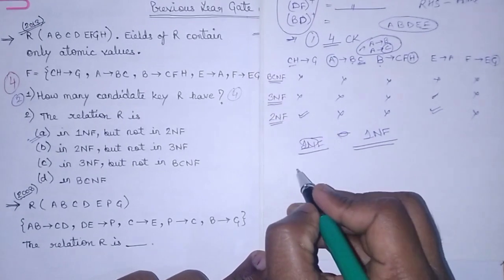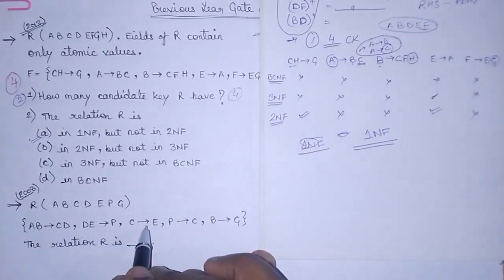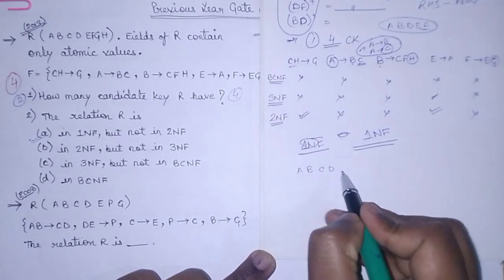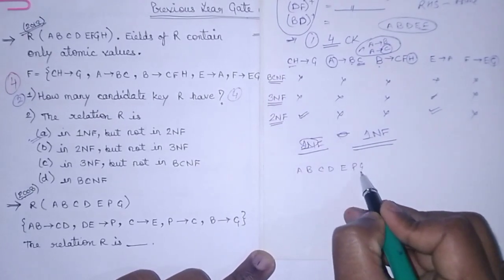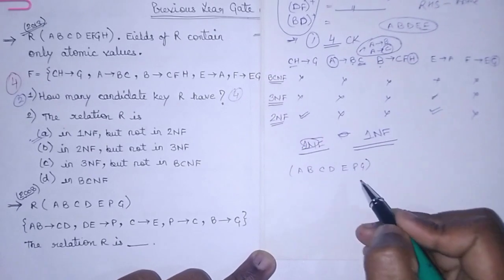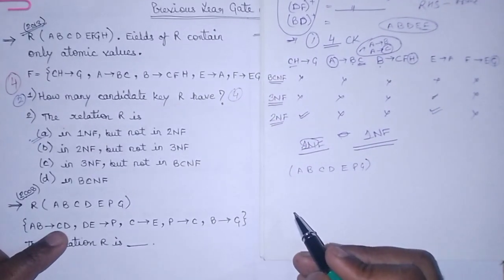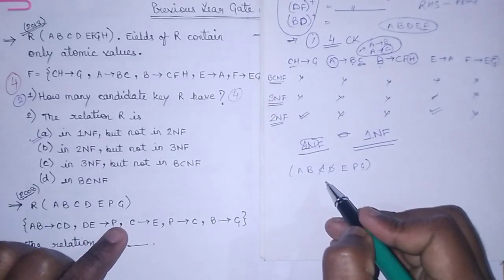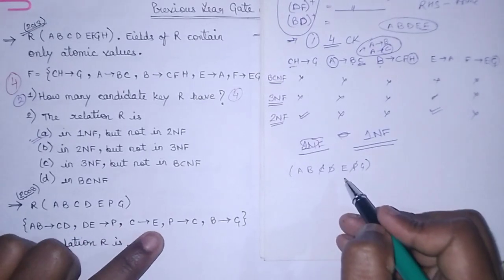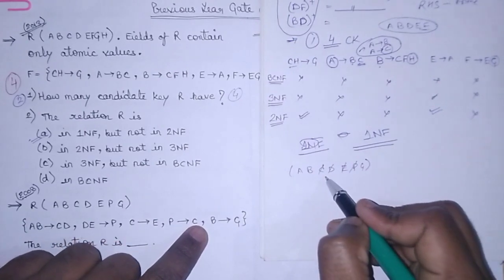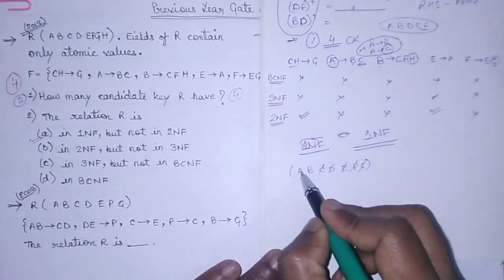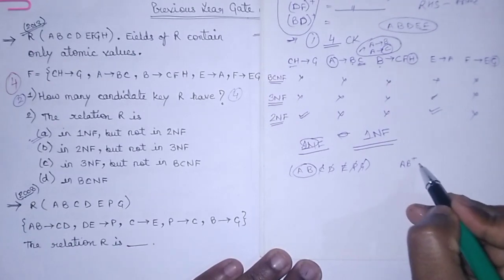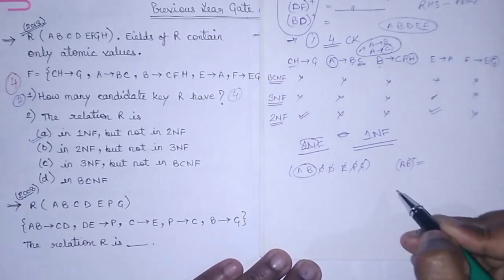In the second question we are having a relation R with these attributes. Let me write it here: A, B, C, D, E, P, G. These are the 7 attributes. Now check CD, cross CD here. I am checking the right hand side only. P, cross it here. E, cross it here. C, already crossed. G, cross it here. So the only thing left is AB. So you can check if AB is defining everything. First of all we need to find out the closure of AB.